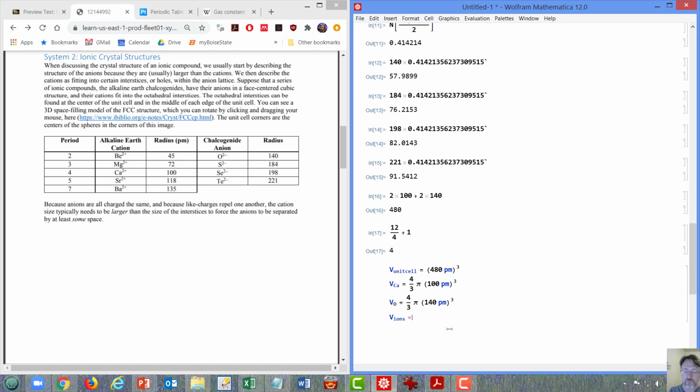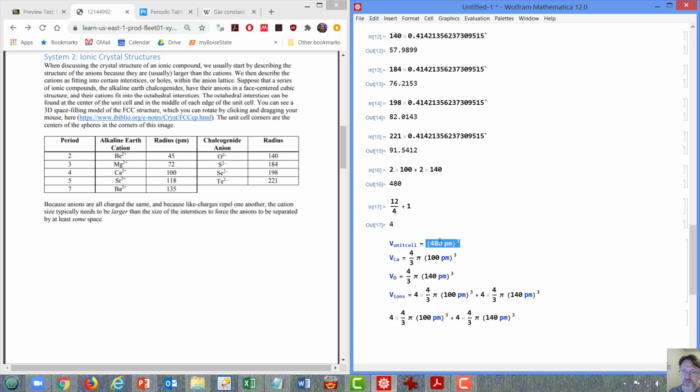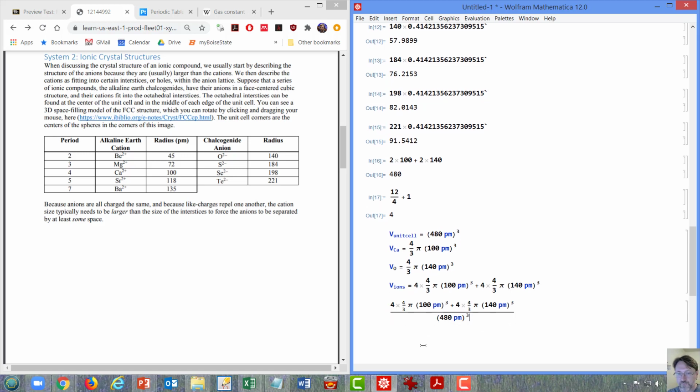is going to be 4 of the calciums and 4 of the oxygens. Okay, so our packing efficiency is volume of the ions over the volume of the unit cell. So we have the packing efficiency is going to be this divided by this. So we plug it into a calculator.